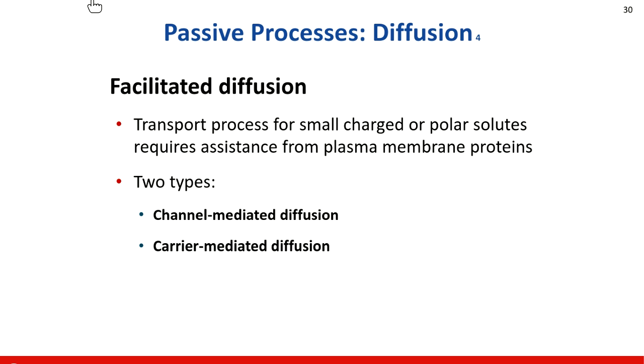So where do they go for help? They're going to go to the plasma membrane proteins, because as you recall, one of the functions for a plasma membrane protein is transport. So they're going to utilize these proteins for help, and so it'll help with transport. Okay, so there's two types. We have the channel-mediated diffusion and carrier-mediated diffusion. Okay, channel-mediated diffusion, carrier-mediated diffusion. All right, so let's go into a little bit more detail about that.